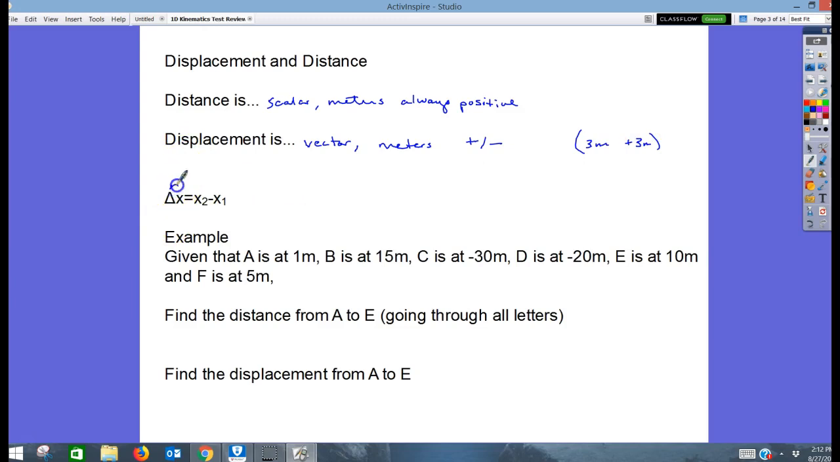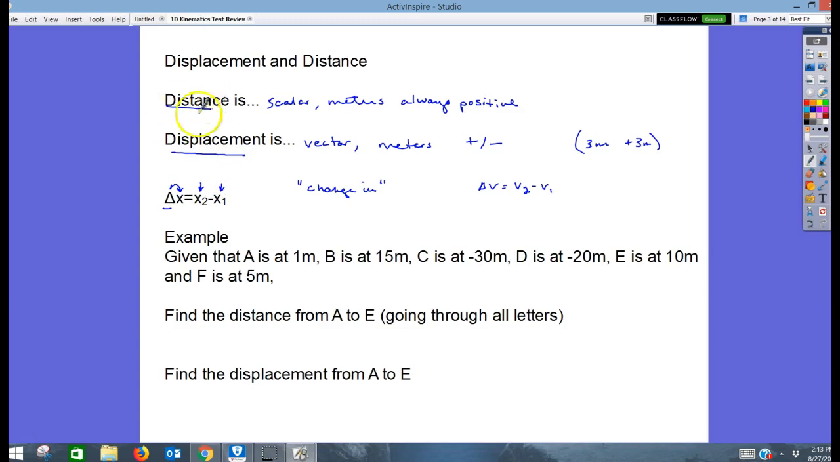Displacement is a change in position. And this Greek letter delta means change in. It always means the second value, the final value minus the initial value. We can have a delta v for velocity, and that's going to be the final velocity minus the initial velocity. So that's what delta means. And so a change in position, how far the ending point is from the beginning point, is your displacement.